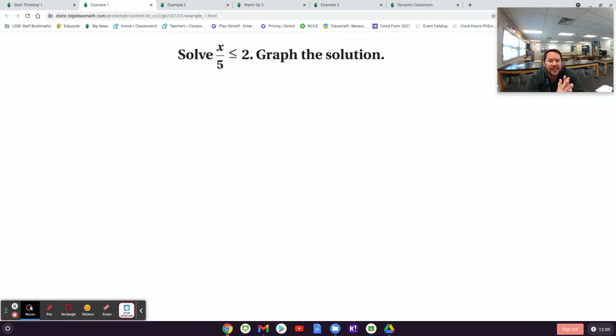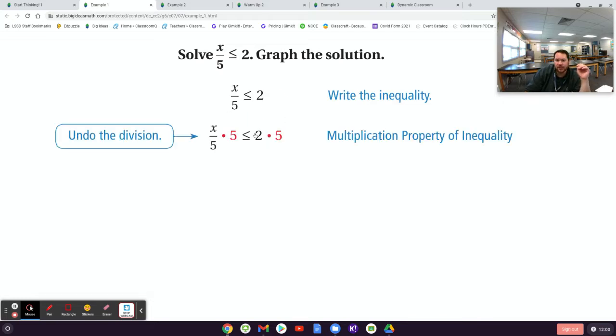Solve x divided by 5 is less than or equal to 2. Right now, on some scratch paper or a whiteboard, solve this. Go for it. Good luck. All right, so hopefully you wrote it out. The inverse of dividing by 5 is multiplying by 5, so you undo division by multiplying each side by 5. The 5s cancel out, and you end up with x is less than or equal to 10.